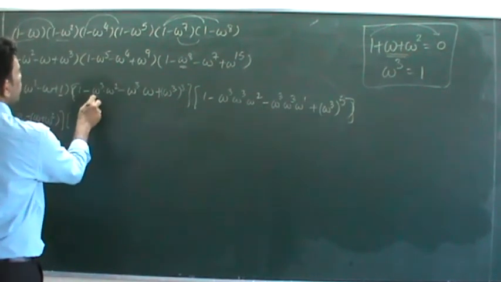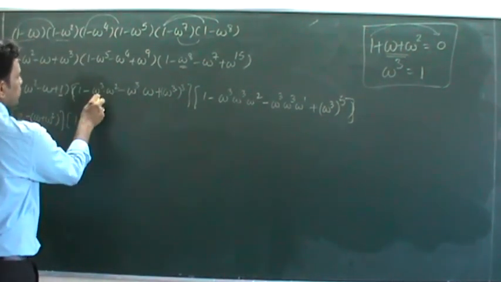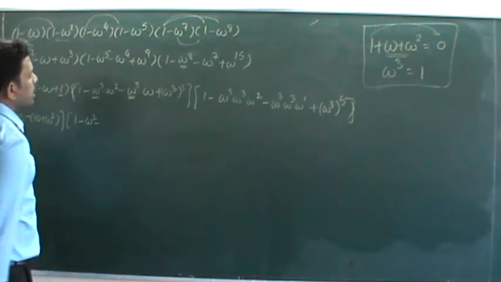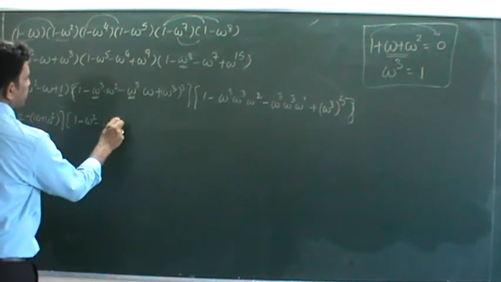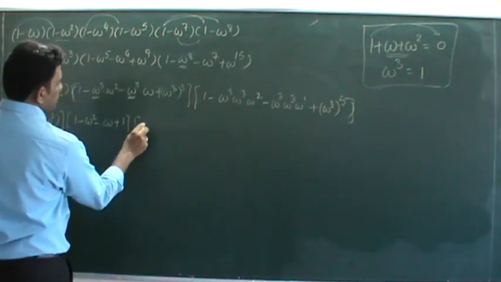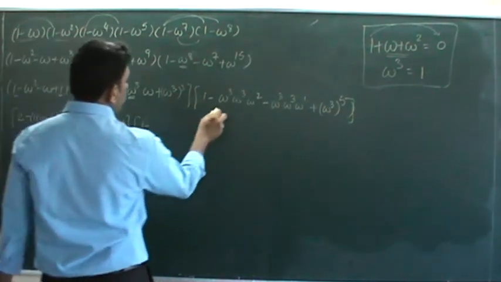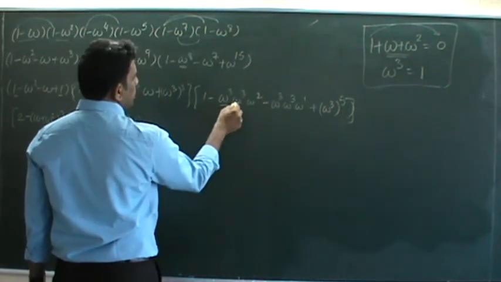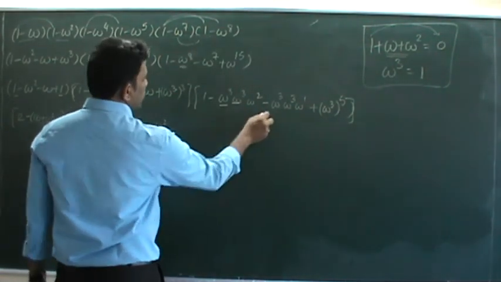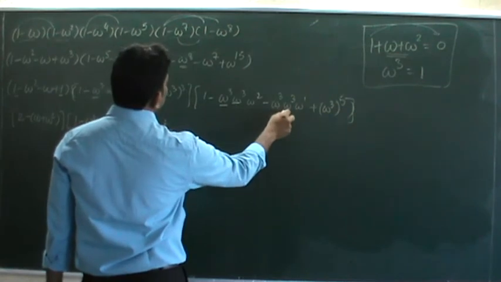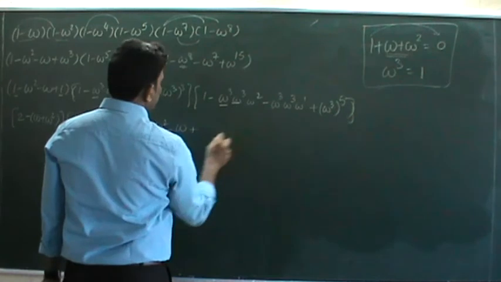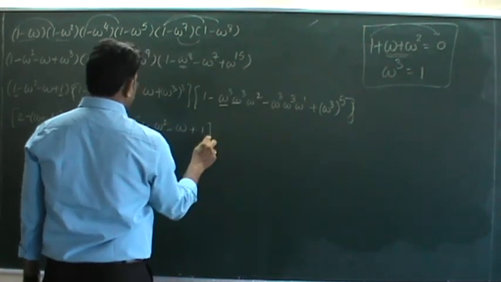Here we can put omega cube value as 1. 1 minus omega cube is 1, into omega square. Here also omega cube value is 1, into omega is omega. Here omega cube value is 1, 1 cube is nothing but 1. Here 1 into 1 into omega square is nothing but omega square. Here omega cube 1 into 1 into omega, plus here omega cube value is 1, omega power 15 means 1.